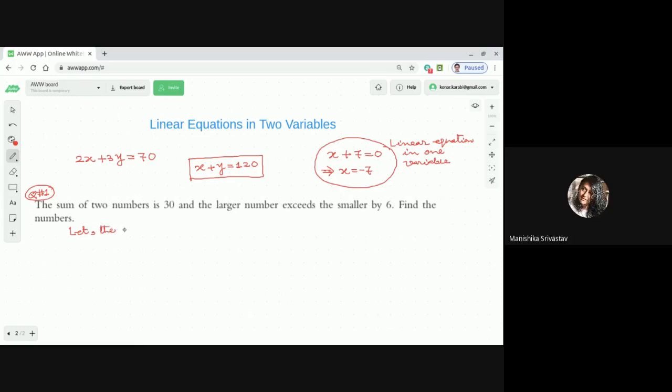Sir, I tried the question. Could I tell you the answer? Yes, you can. Sir, is it 12? Very good. Yes, sir. 12 and 18. So how did you find it out, by the way?